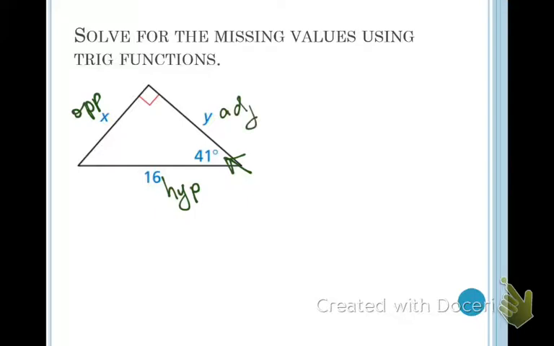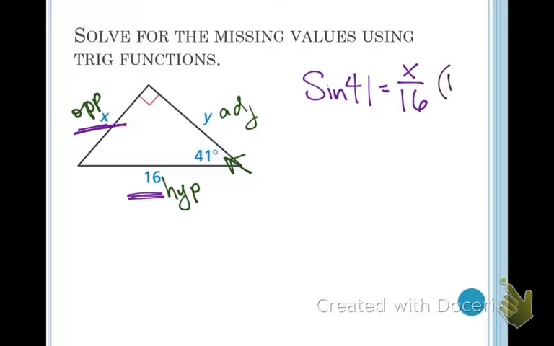So we need to decide which variable we want to solve for first. So if we are solving for x, we need to use that side and then the side they gave us, which was 16. So which trig function uses opposite and hypotenuse? Sine. Sine of 41 equals the opposite, which is x, over the hypotenuse, which is 16. Do I need to flip this one? I don't. So I'm just going to multiply by 16.